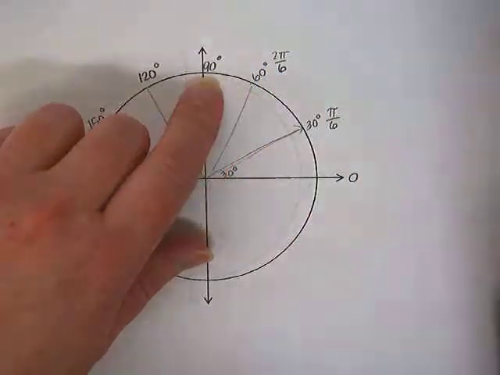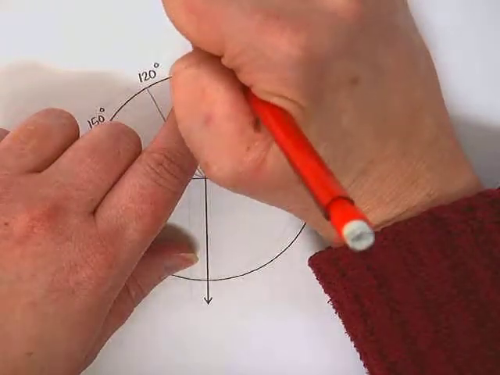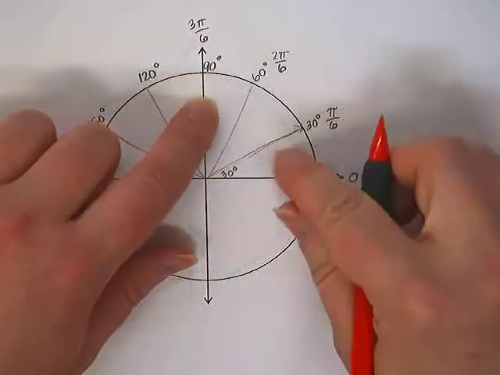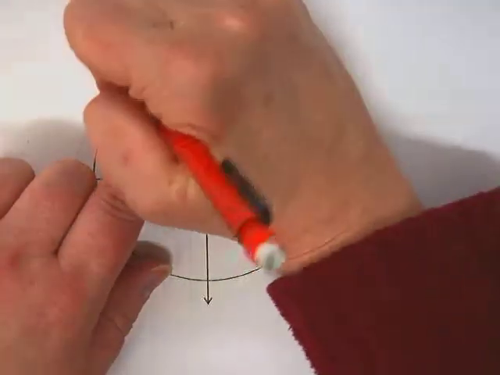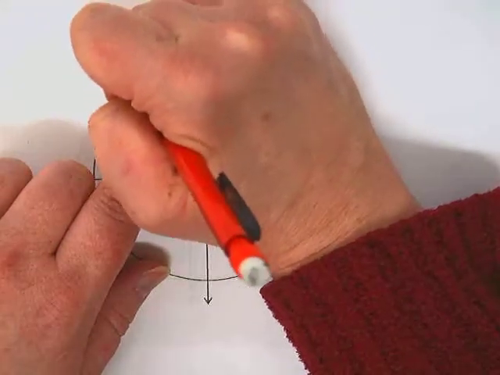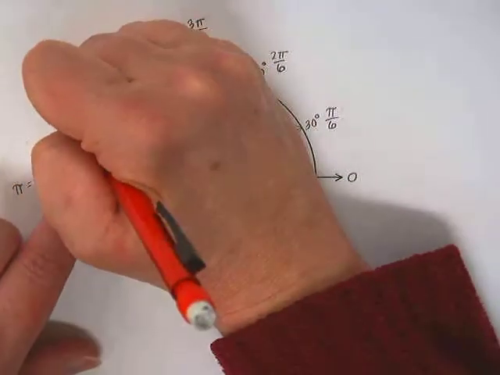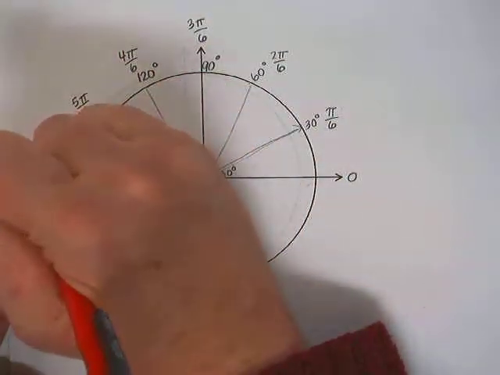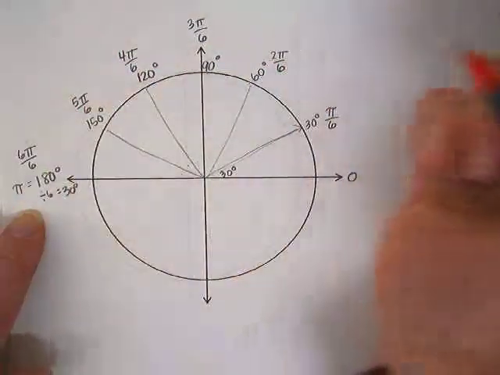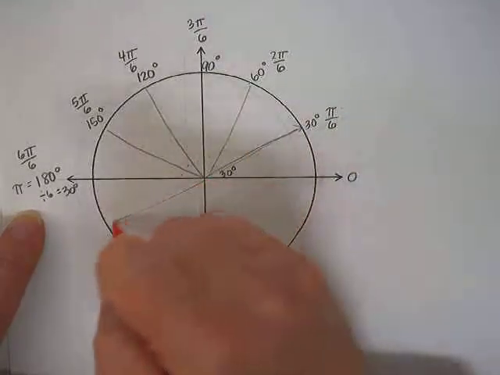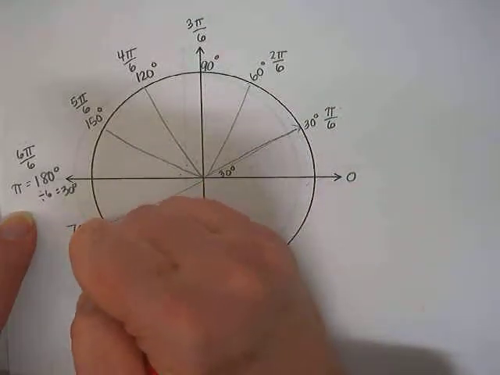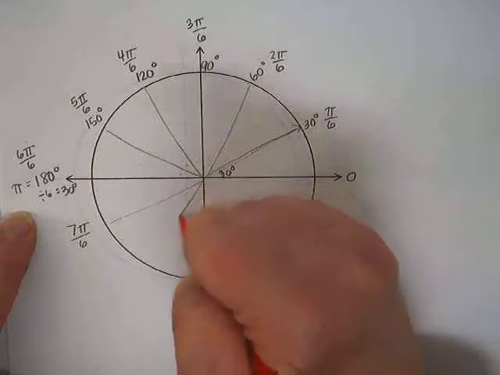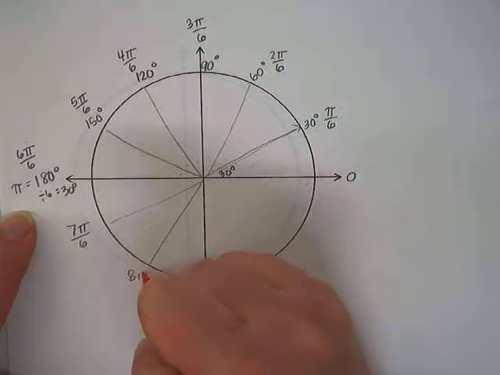Well, then to go to the 60-degree angle, that's going to be twice this. It's 2 30s. And so if it's 2 times 30, then isn't it also going to be 2 times pi over 6? And the next one would be 3 times pi over 6, because we have 3 groups of 30. And the next one would be 4 pi over 6. And the next one would be 5 pi over 6. And the last one, of course, would be 6 pi over 6. But let's keep going around the circle.